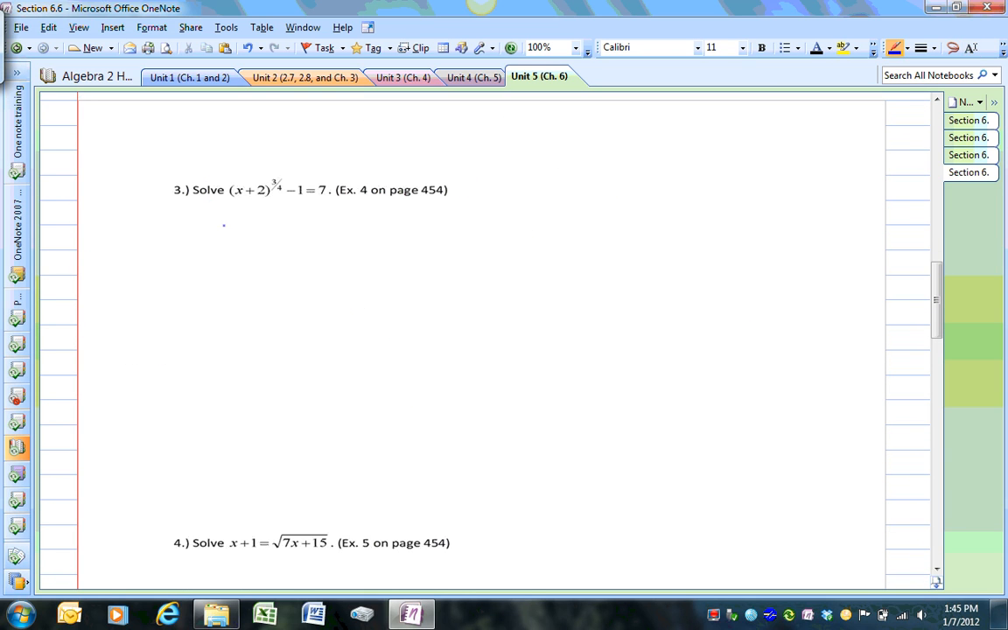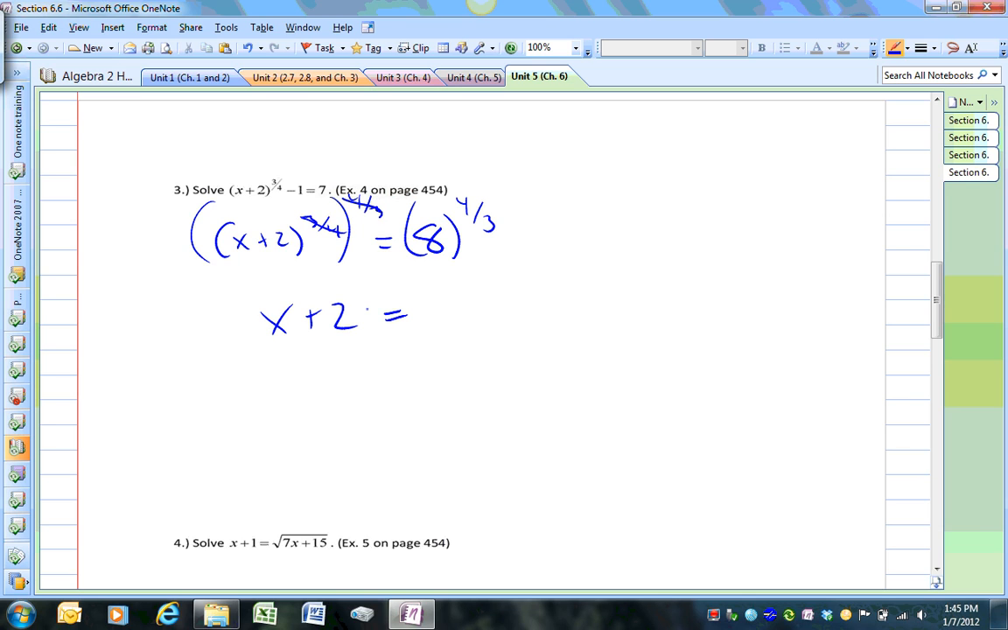So for number 3, I'll solve it the way I did the second solution for number 2. Let's first add 1, and then raise both sides to the 4/3 power. So those go away, because remember, you multiply the exponents and you're multiplying a fraction by its reciprocal, so it goes away. 8 to the 4/3 is 16 if you work it out, because 8 to the 1/3, then raised to the 4th power, so x equals 14.